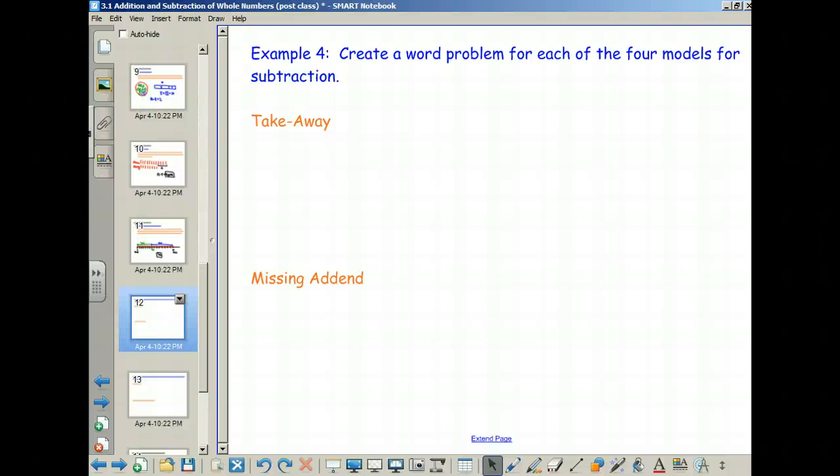All right, you've now created word problems for each of your 4 models. So can one of your groups tell me the example you used for takeaway? Who wants to go first? Kayla? Okay. Kayla had 5 scarves. The chairs came in her dorm room and borrowed 2. How many does she have? Good. Another example. Rachel. Charity has 10 pretzels. Rachel eats 3. How many pretzels does she have?